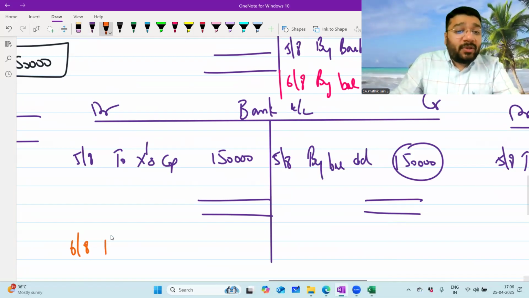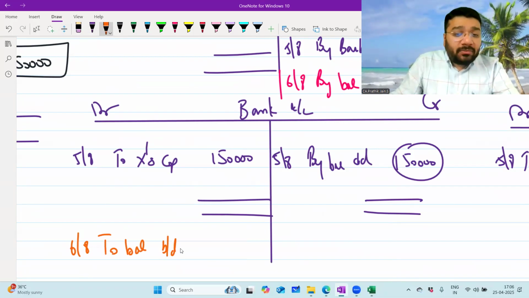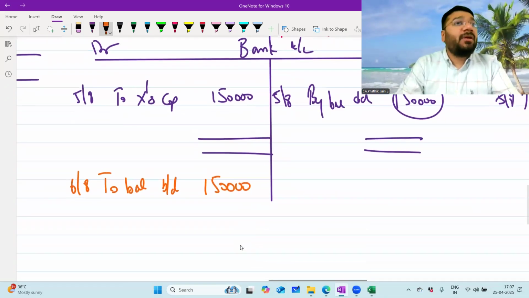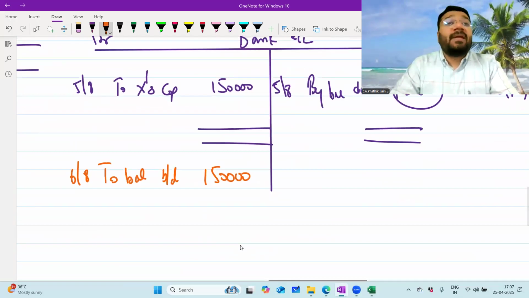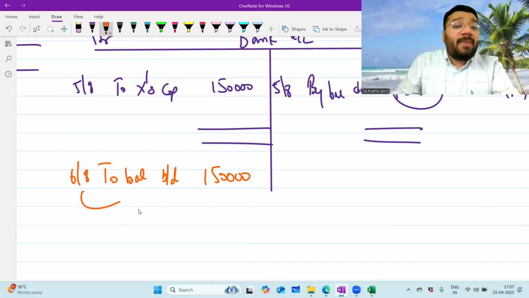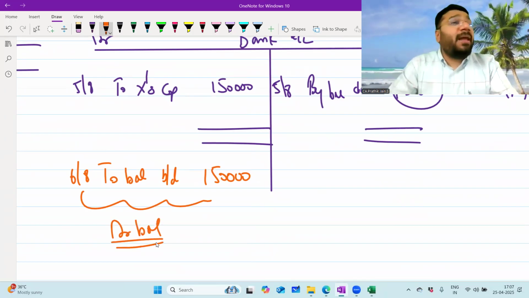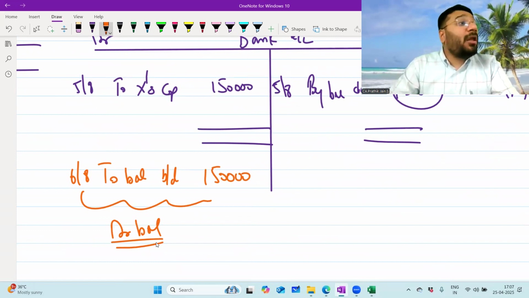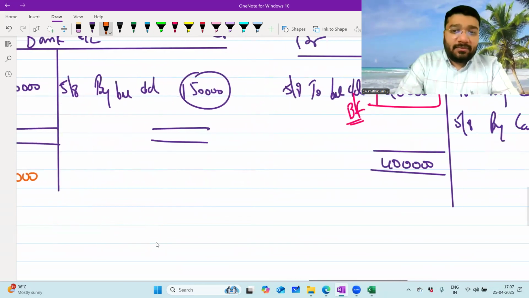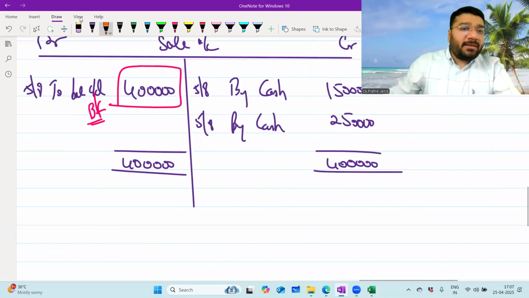6th August, to balance brought down. How much is it? 150. To balance brought down 150. So this balance is coming on which side? Debit side of the bank account. Now, this ledger is supposed to have what balance? Debit balance. Any ledger having debit balance will travel to the debit column of the trial balance.